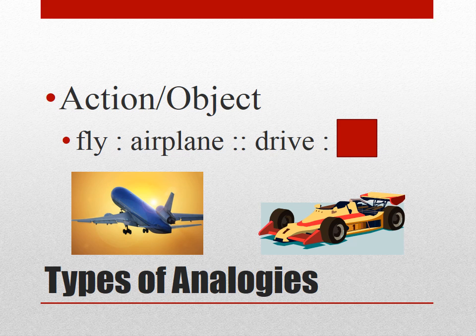Now we have action to object. So we're going to find the action that an object makes or does. Airplanes fly. That's their action. We now need to think of what object does the action of driving. So fly is to airplane as drive is to blank. What drives? Cars drive. So now we have fly is to airplane as drive is to car.